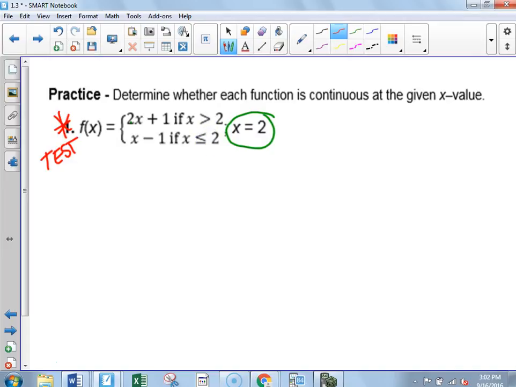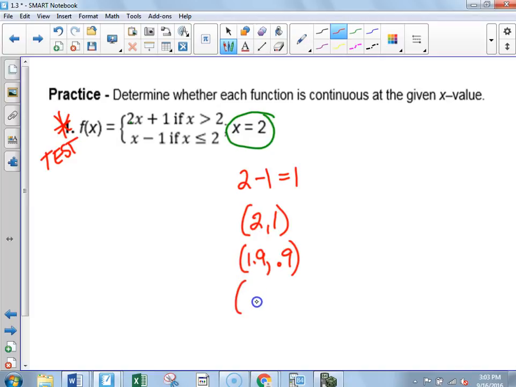So we need to determine what happens. If I put a 2 in, I put it in which one? The second one. So I do 2 minus 1, and I get 1. So when I put in a 2, I actually get out the point 1. But what if I put in something slightly less than that? Like 1.9. Which rule would I be using then? Less than 2 would still be this one, yes? So if I subtract 1, I get 0.9. Is that still close to 1? And if I had put 1.999 and subtracted 1, I'd have 0.999. It's very close to 1.